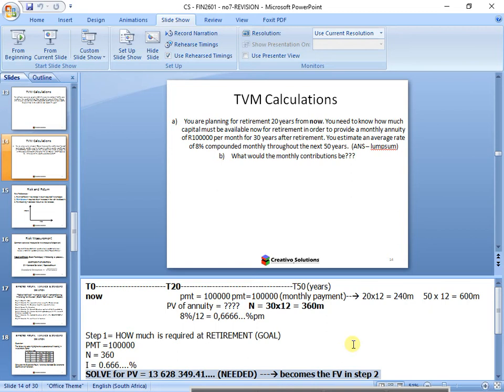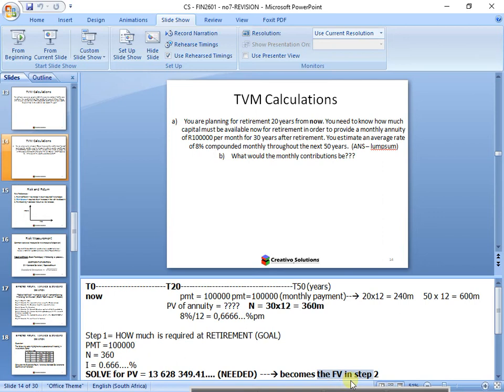Okay, so in 20 years' time, if you've got 13,628 in capital, that will be more than enough to provide 100,000 a month for the next 30 years during retirement. That's not how much you've got today. So how much would you need today to get that amount in the future? So now this becomes the FV for step 2. Do you agree?